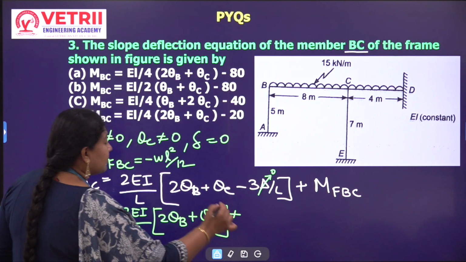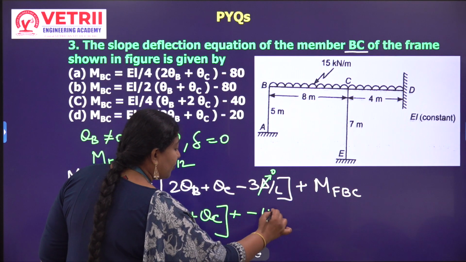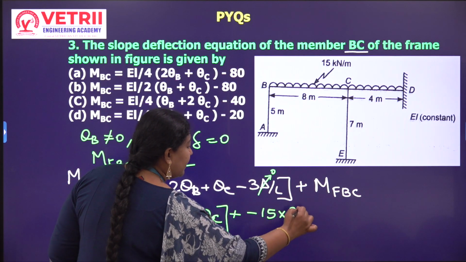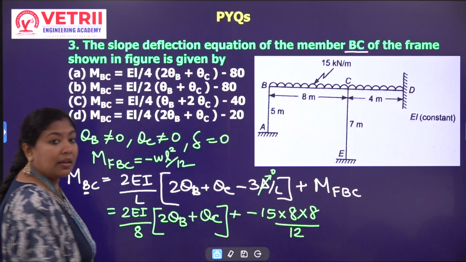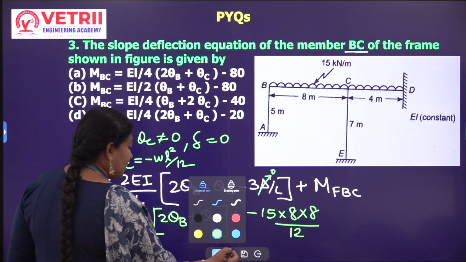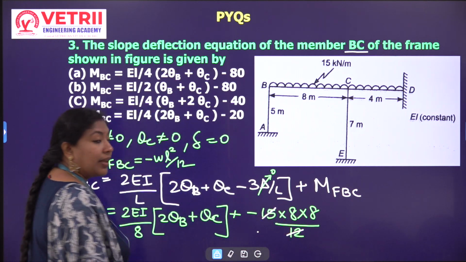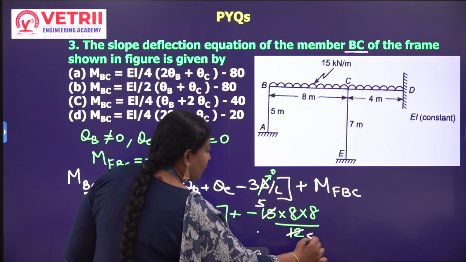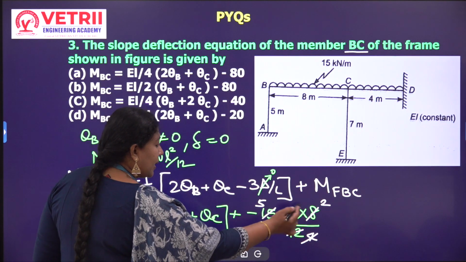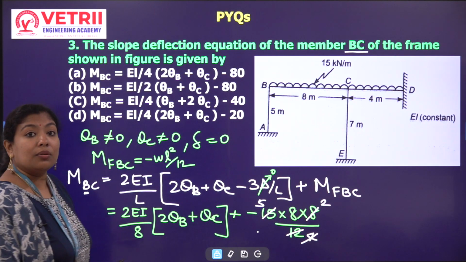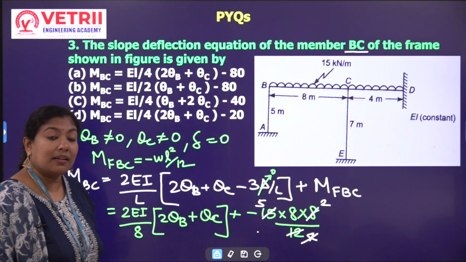Now plus minus WL square by 8. W is the load, 15. L is the span, 8. 8 square by 12. Okay, so I can cut the common terms. Here I can cut 15 and 12, so 5 and 4, and this also I can cut 2. So it is 5 into 2, 10. So 8 into 10, 80. So it is minus 80. I am getting this entire term as minus 80.